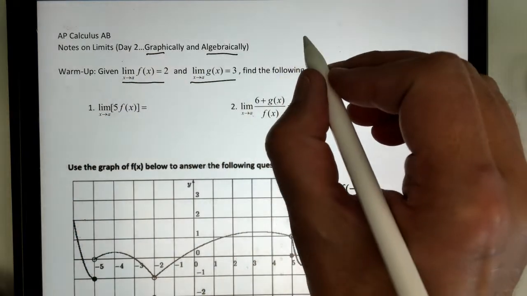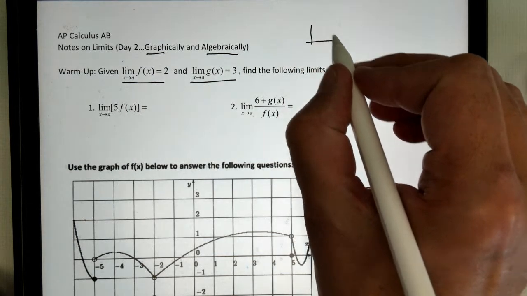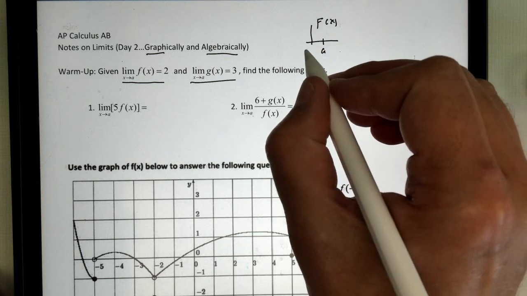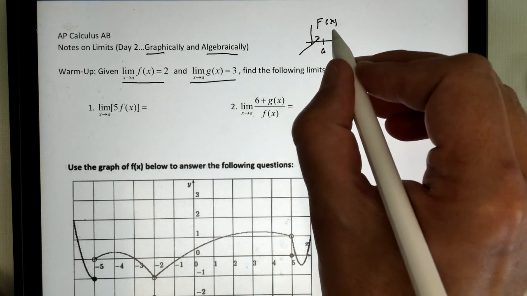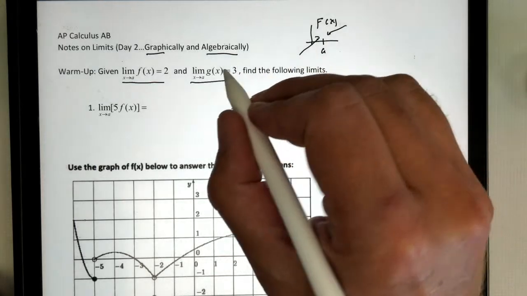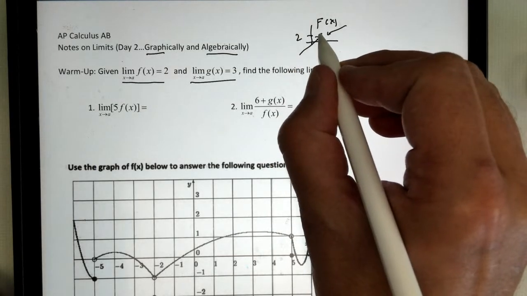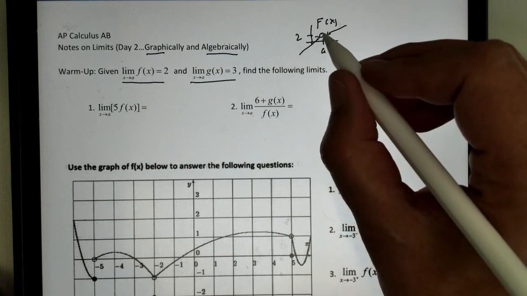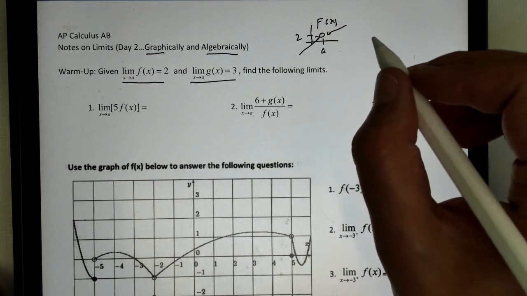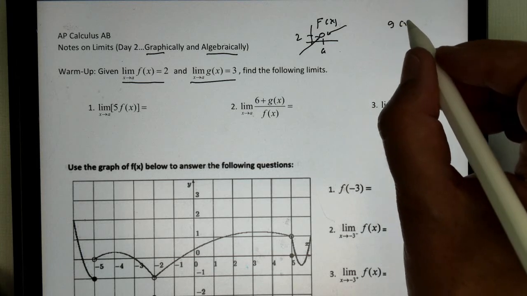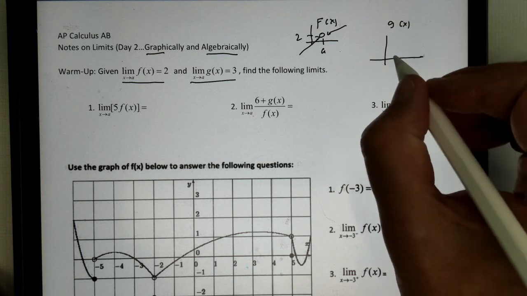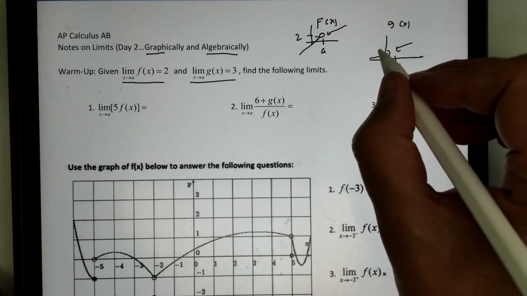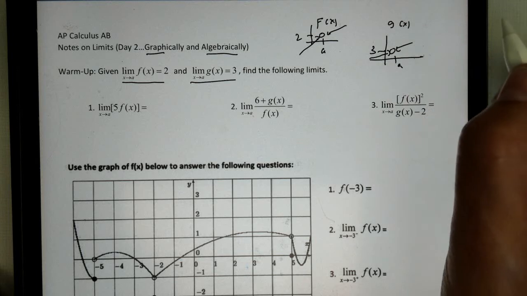approaching a. Now from yesterday you should remember, if we're looking at the function f of x, as we're approaching some x equals a, on both sides, the left side and the right side, the value here tells us we're approaching some value of 2. Now it could be filled in, it could not be filled in, we don't really know anything. G is kind of the same way. As we approach a from both the left side and the right side, for g of x we're approaching 3.